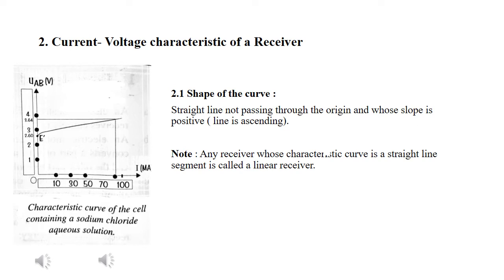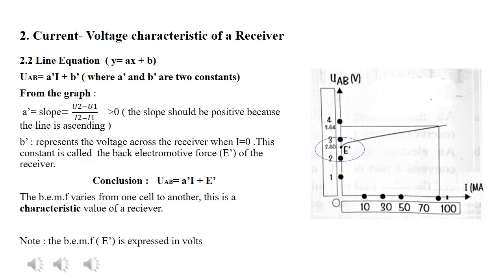Can you see the line? It is a straight line. So any receiver whose characteristic curve is a straight line segment is called a linear receiver. Now let's write the line equation of a receiver.